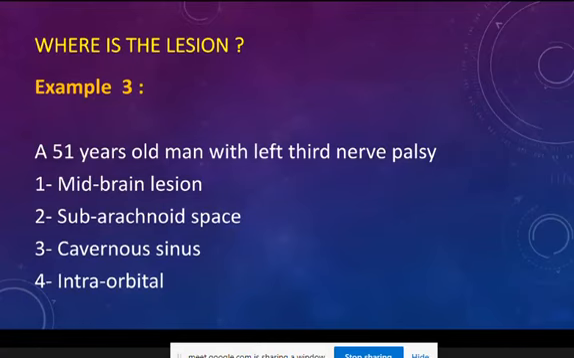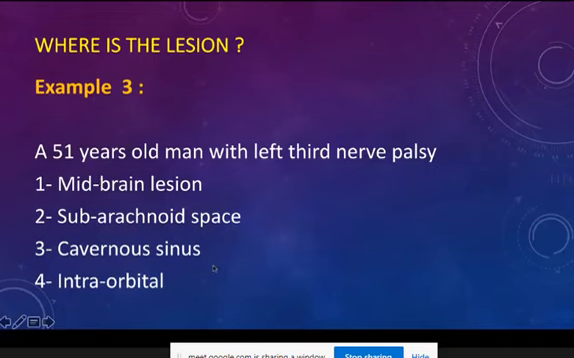On what basis would I say this is pure third nerve palsy? Don't say pure third nerve palsy unless you make sure that no other nerves are involved. If you found third nerve palsy without any other cranial palsy, I'll go for these two, midbrain and subarachnoid space. Especially if it's with headache. Headache, it will go to this one, most likely rupture of aneurysm in the subarachnoid space. So midbrain lesion, subarachnoid and cavernous.